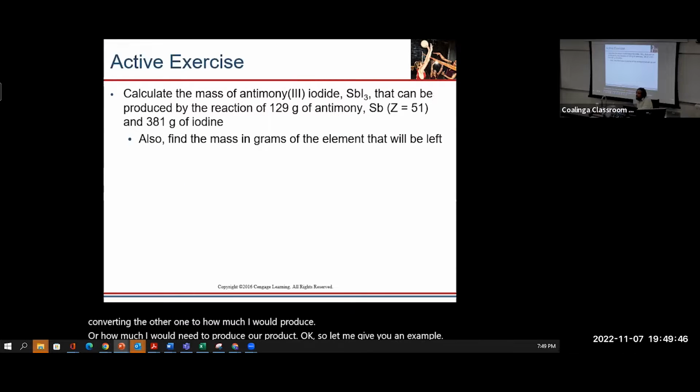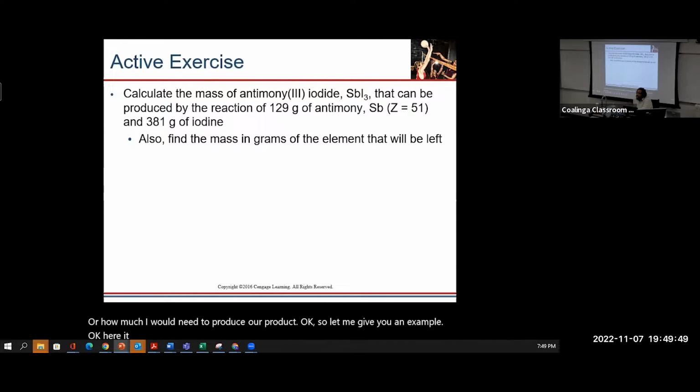Here it says calculate the mass of antimony 3 iodide, SbI3, that can be produced by the reaction of 129 grams of antimony and 381 grams of iodine. So first off, what would be the chemical reaction?